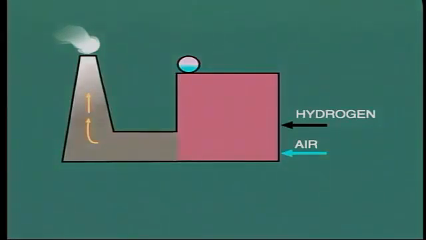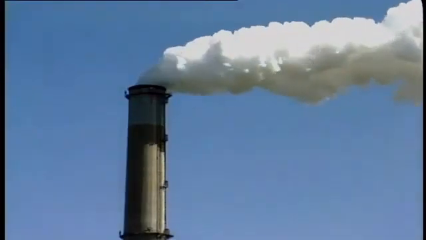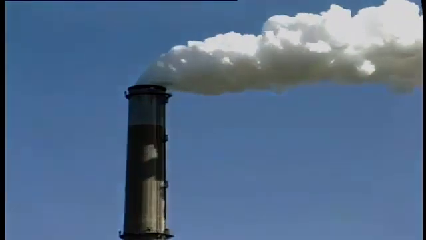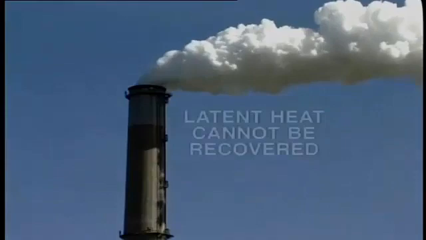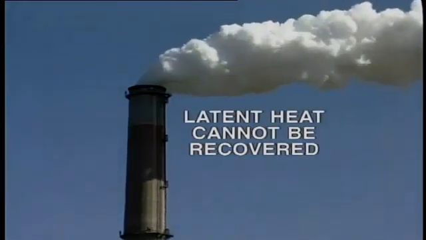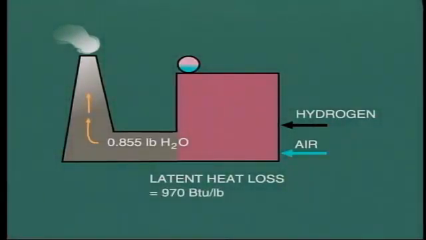produces water vapor. In the example studied, this came to 0.855 pounds of water for each pound of fuel oil burned. As we pointed out, this water is in the form of vapor as it passes on through the boiler and out the chimney to atmosphere. This means that the latent heat which is contained in this vapor cannot be recovered. This adds up to a fairly significant amount of heat, 970 BTU per pound of water.